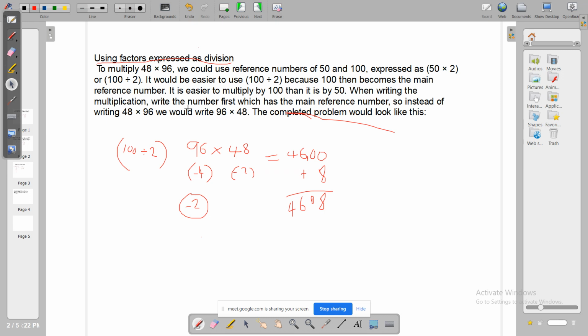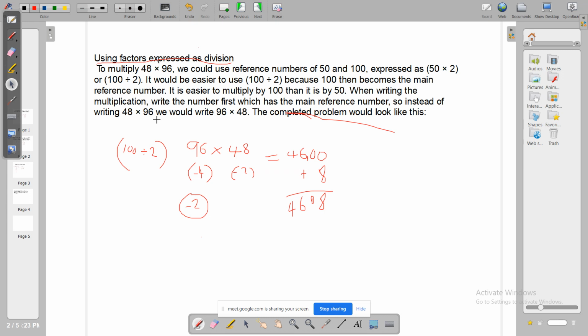If you do it the other way out, you realize that you will get a negative number, because the main reference number will be here. If we write 48 times 96 here, it means that the 100 will be here and the 2 will be here, which will not work, because you can't divide 100 by 2. It will be a fraction. So if it's going to be like this, then we have to change it. That's why the main question, 48 times 96, has been changed to 96 times 48, because the main reference number is here, which is for the 96.